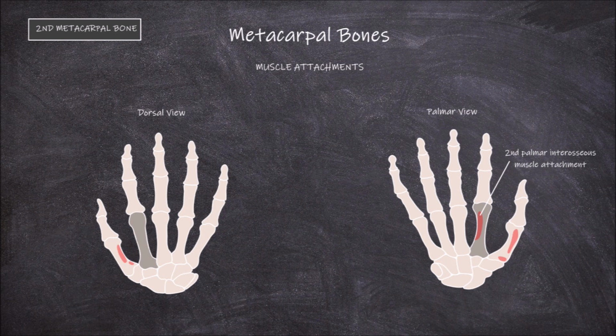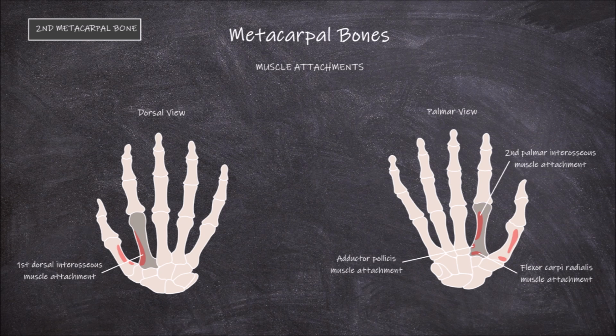The second palmar interosseous muscle originates from the medial side of the shaft of this bone. A portion of the flexor carpi radialis muscle inserts onto the palmar surface of the base of this bone. A small portion of the oblique head of the adductor pollicis muscle originates from the medial side of the palmar surface of this bone.